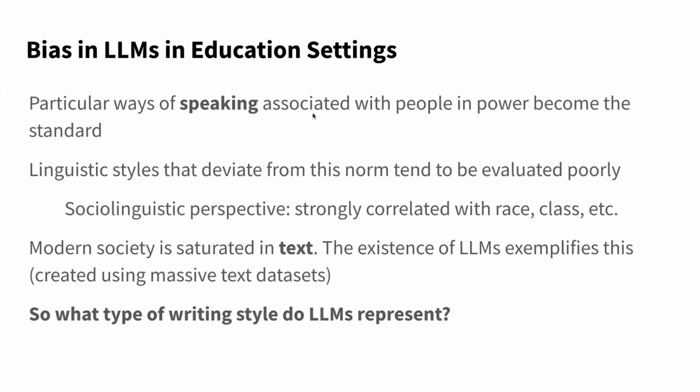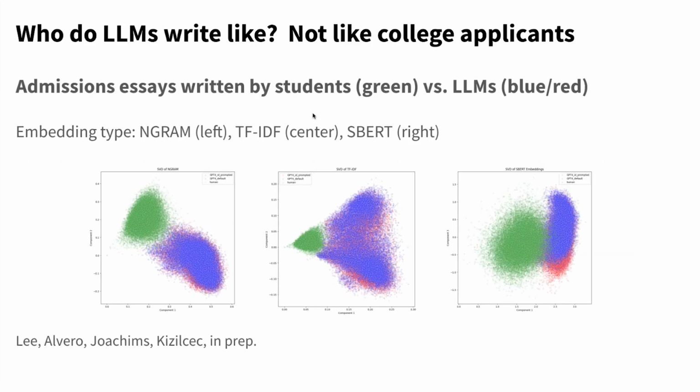I want to show you an example now in the context of education, in a high stakes context, which is that of admissions. Here we're looking at college admissions essays at an R1 university in the United States. And what you see here is these essays represented in different embedding spaces. I show you 3 different ones because I just want to highlight how robust this finding is. We've tried a lot of different things to see something different. It all turns out to look the same, really.